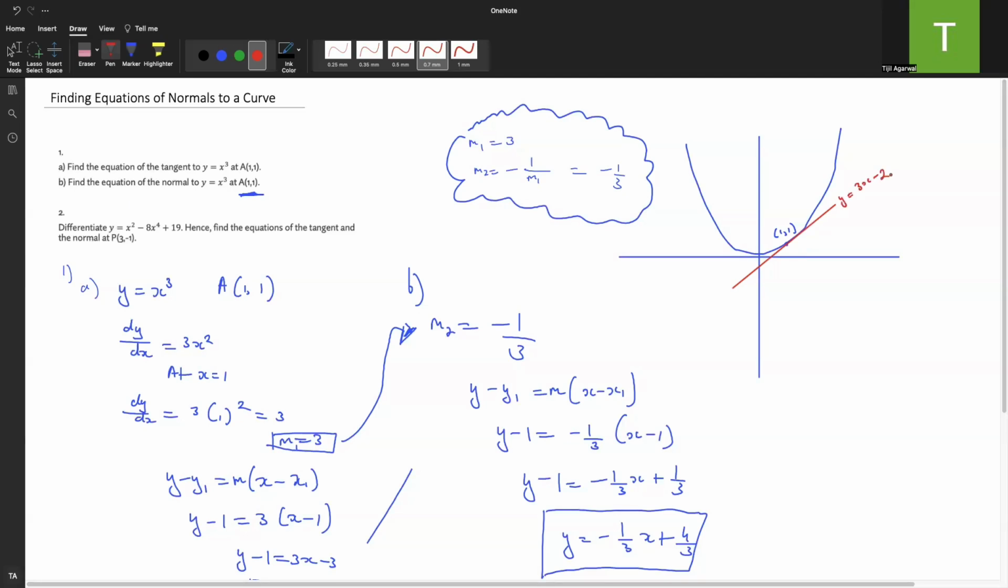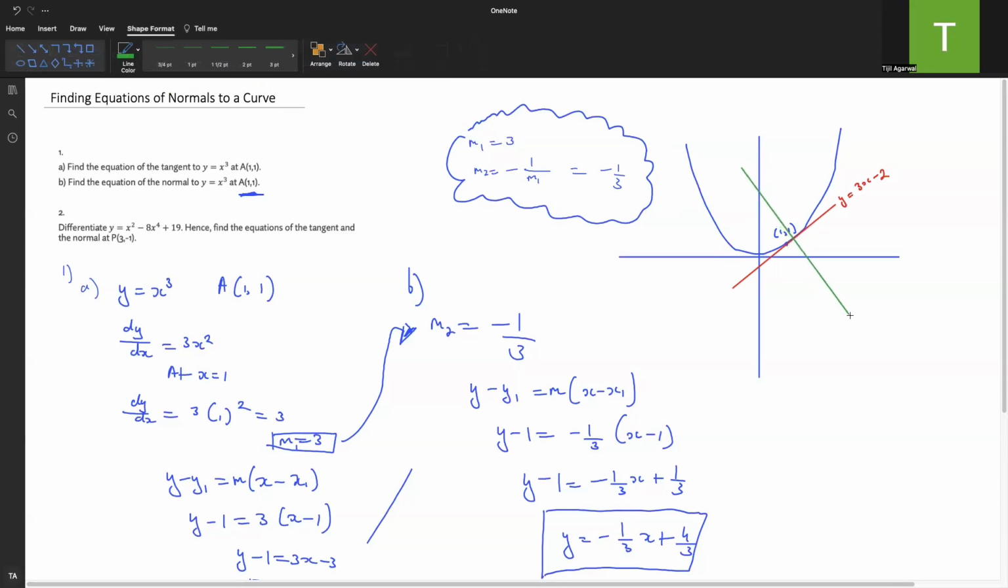So now the equation of the normal is where this tangent is perpendicular. Again, if I use a different color, let's use green, and draw another line, the normal is going to be where it is perpendicular to the tangent. So it's going to be at this point again, (1, 1), because we're crossing that same point.